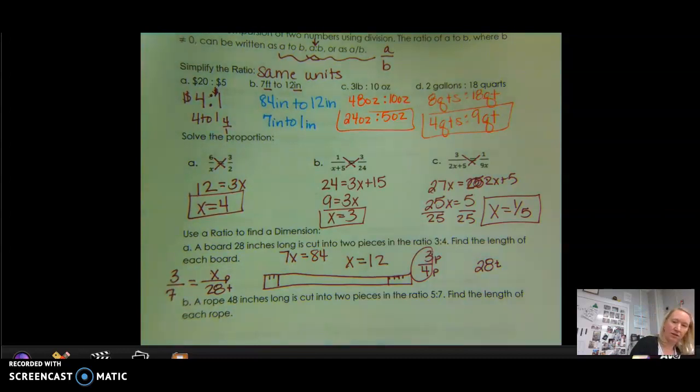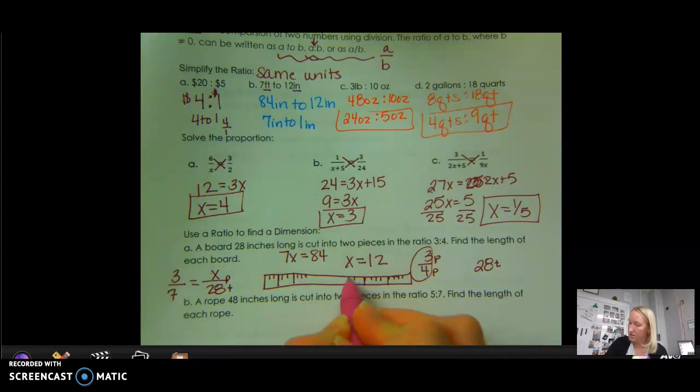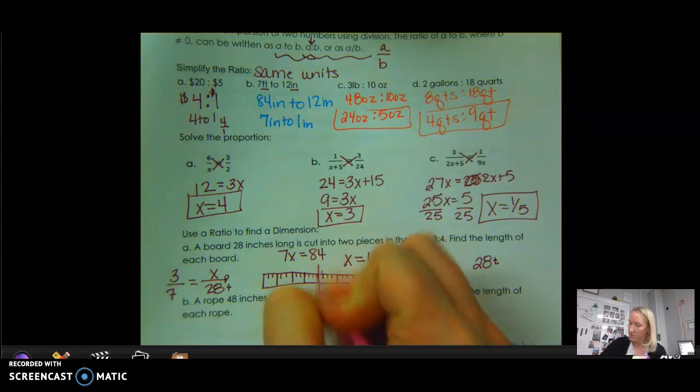Okay, let me make sure I did that right. 84 divided by 7, yep, 12. Okay, what that means is that if I have a board that's cut into 2 pieces, 3 to 4, every 3 inches on this piece gets 4 inches on this. So another 3 inches, another 4 inches. Okay, another 3 inches, another 4 inches. Okay. What this is saying is this 3-inch piece would actually go to 12. And that is where the cut would be made.